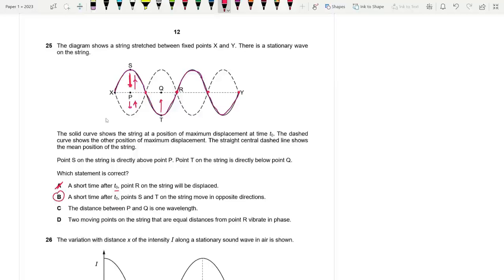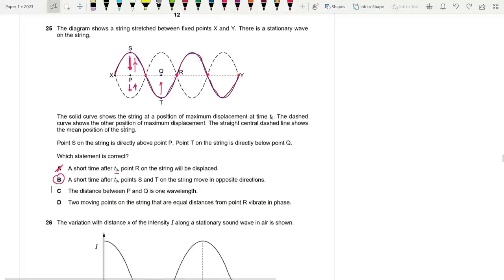The distance between P and Q is one wavelength. No, it's from one antinode to antinode, which is lambda by 2. Two points moving on the string that are equal distances from R vibrate in phase. Wrong. Suppose I talk about this point and this point, this one is moving maybe down, this one is moving up, so that is wrong. Okay, I hope I could clarify.